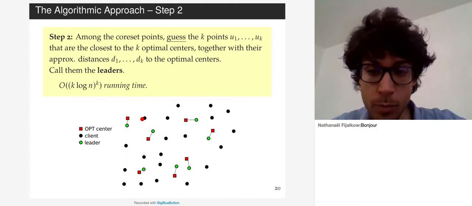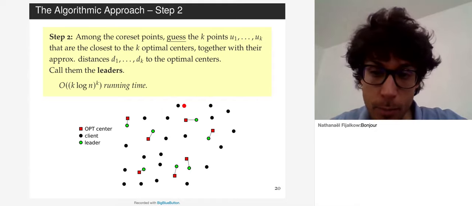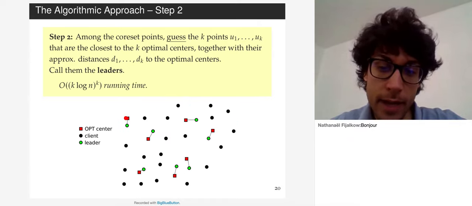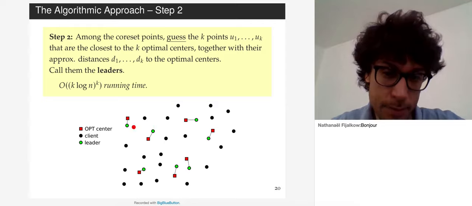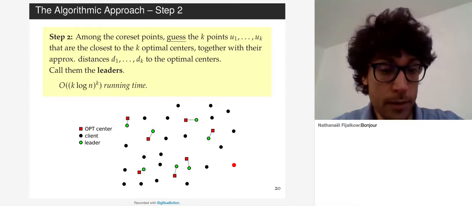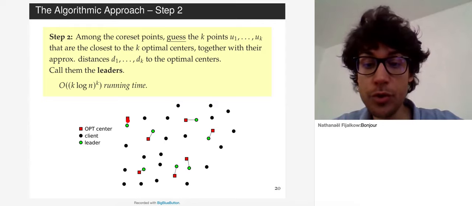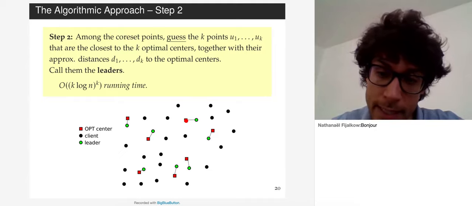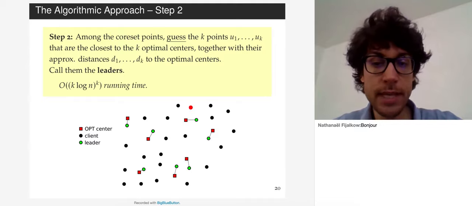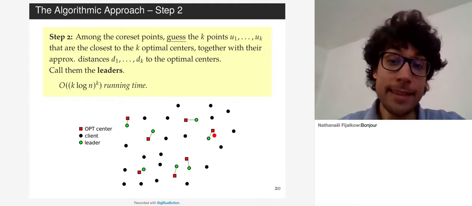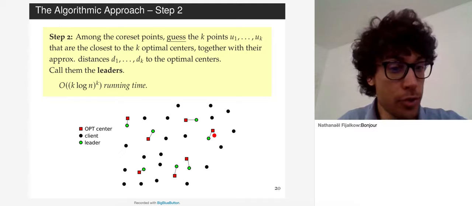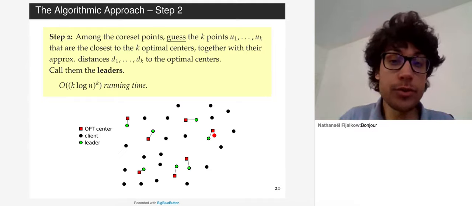So if my instance of the k-median was the black points plus the green points, right? This was my k-median instance. And my optimum solution is the red guys. Then my leaders are the ones that are the closest, so they are the green guys. Okay? So these are my leaders. They are the points that are the closest to the OPT centers. And all these little edges here, the distances between the green and red, these are my distances d1 to dk. Okay, and so this definition should be more or less clear, except if you have a question, you should feel free to ask. I just want to guess which points are the closest to the optimum centers.